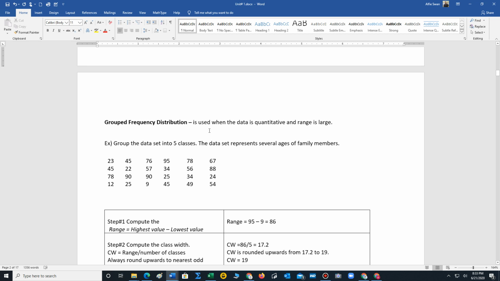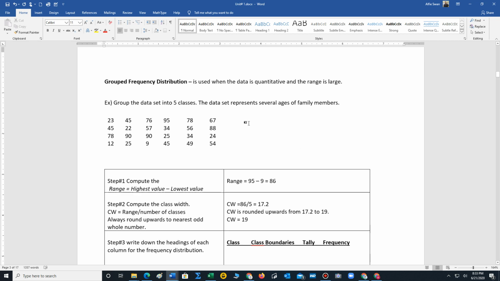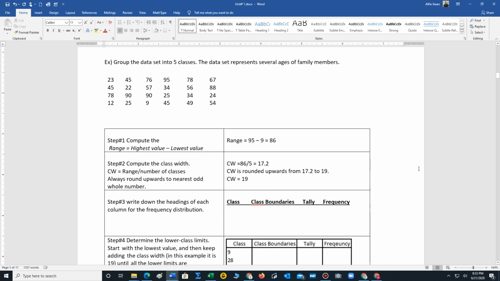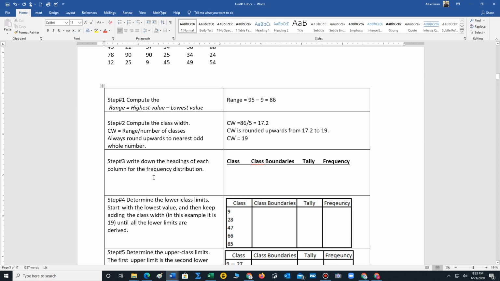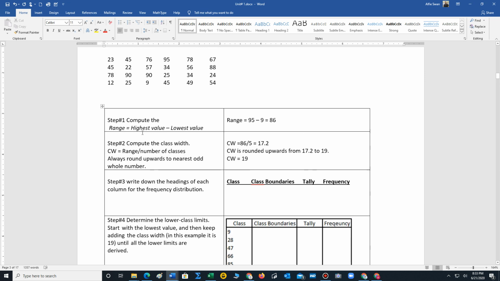So a group frequency distribution is used when the data is quantitative and the range is large. So we're presented with some data values that represent the ages of family members, and it says group the data set into 5 classes. So step 1, we have to compute the range. It's the highest value minus the lowest value. So we take 95 minus 9, 86. That's the range. We always start at this step.